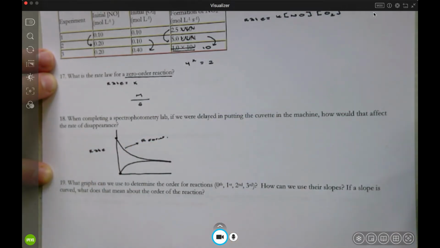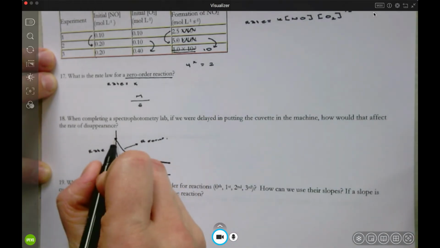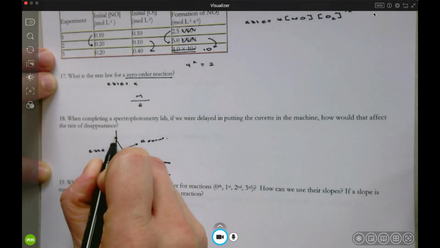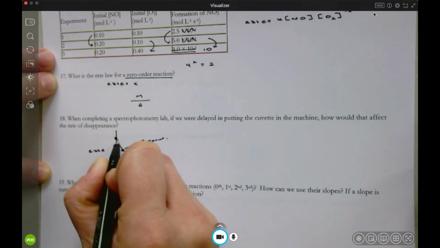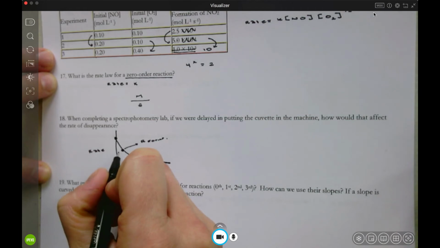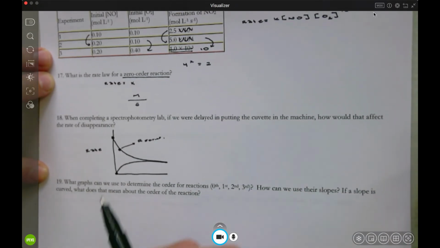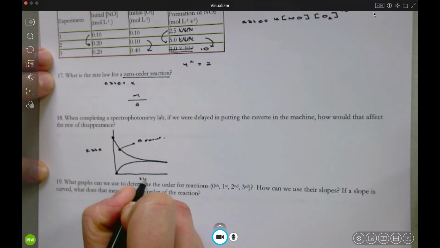So if you paused and didn't immediately put the cuvette into the machine, even the delay that you naturally had, instead of your rate starting here, you're probably going to start right here because all of this reaction would have already occurred before you put it into the spectrophotometer. So the rate of your disappearance would have decreased. And the absorbances would be lower than you would expect, and the concentrations would be lower than you would expect. So you really want to minimize the delay and prevent a lot of the reaction from occurring.